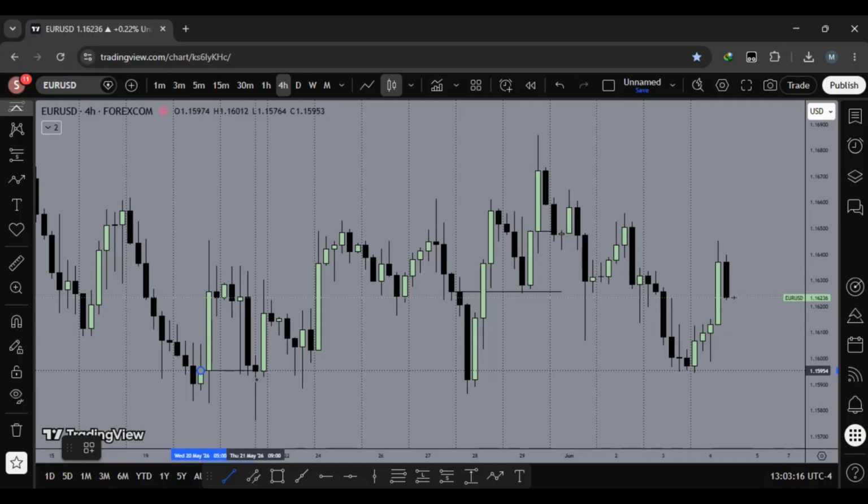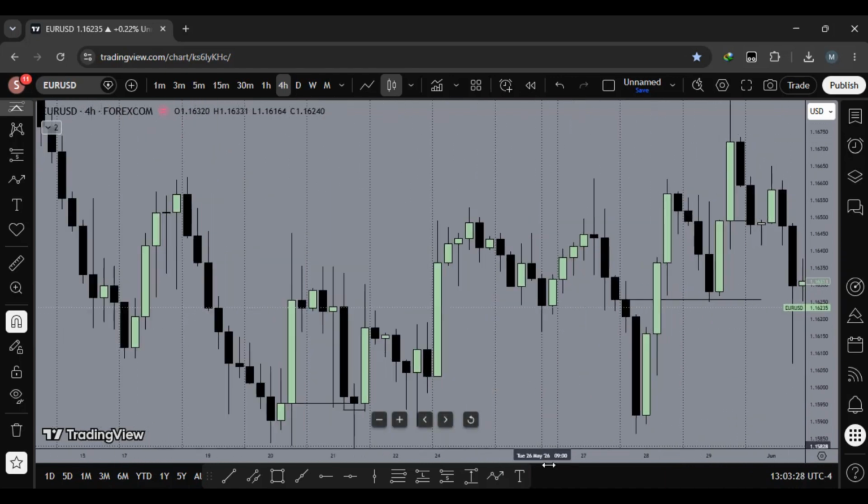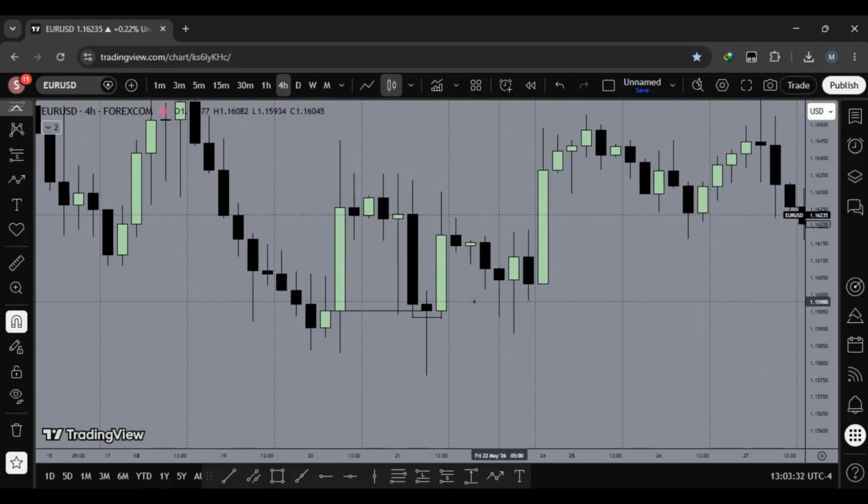Look at this. This is a support. What did you see? As price rejects, we got candle 2 closure. Let me show you several examples here. Reject, candle 2 closure. We enter from here. We'll go to the 5 minutes because this is 4 hours, to take our entry.